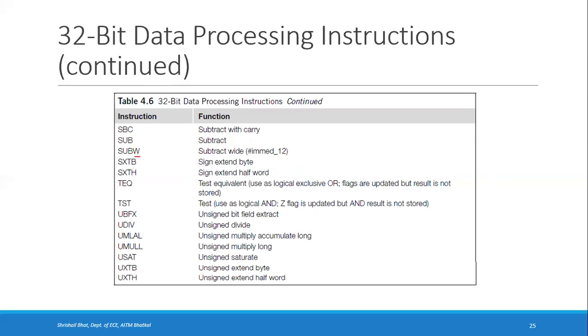Sign extend byte, sign extend half word. TST is test, then TEQ is test equivalent. It is like logical XOR, but you are not going to update the results, only the flags are updated. Just like signed bit field extract, there is unsigned bit field extract. Then unsigned division, signed division and unsigned division. Similarly, unsigned multiplication and accumulation for long integers. Unsigned multiply long. Then signed saturate, unsigned saturate, SSAT and USAT. Unsigned extend byte, unsigned extend half word.